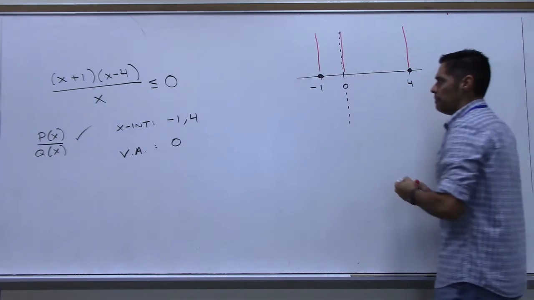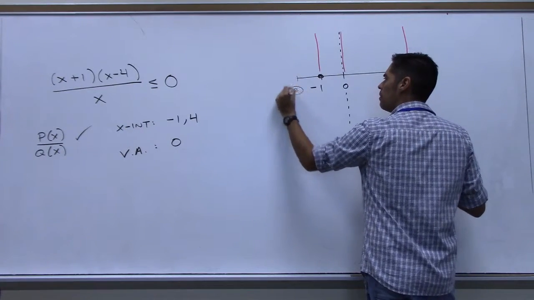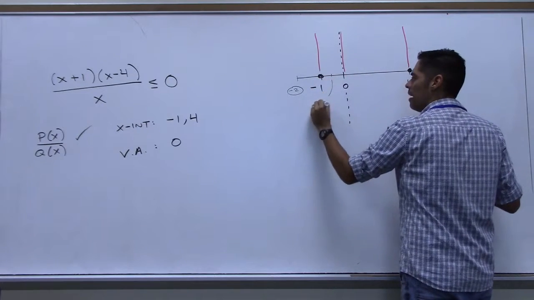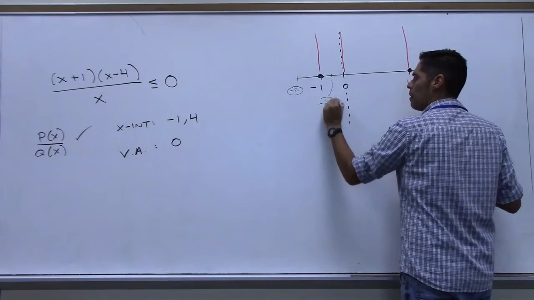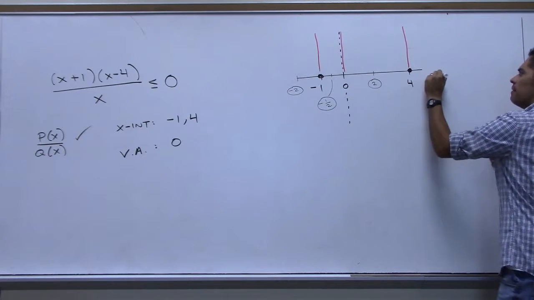Test points, what do you want? -2? Ooh. -1/2 or -0.5? 2 and 5.